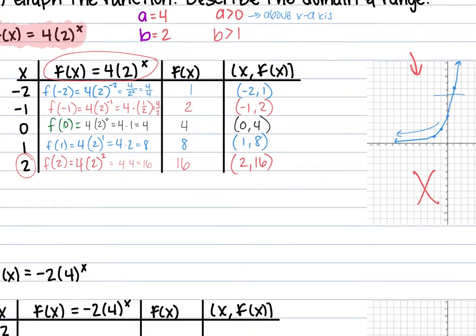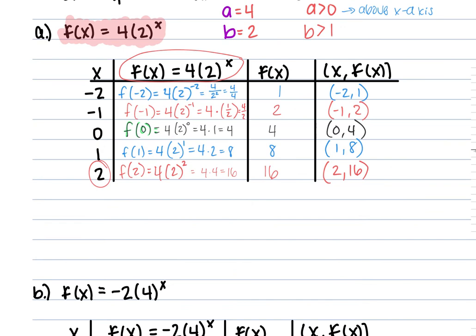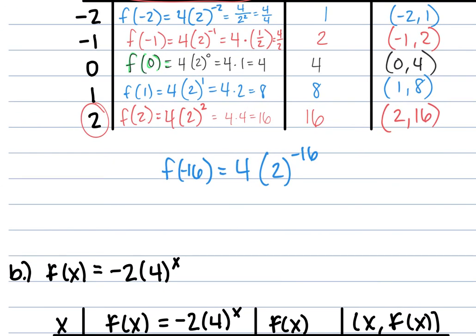Let's make x negative 16, for example, okay? So f, write this down, of negative 16. Let's plug it in and see what we get. So we're going to get 4 times 2 to the negative 16th. So this is the same as 4 times 1 over 2 to the 16th power. So this is 4 over 2 to the 16th.